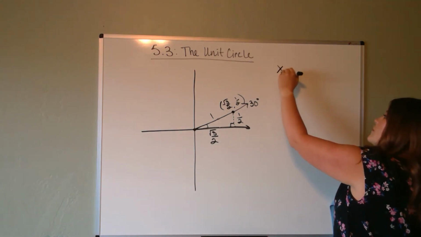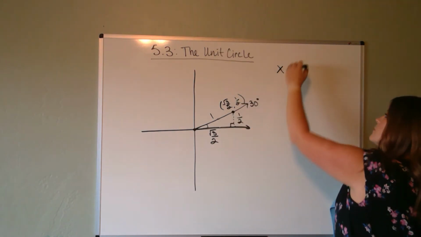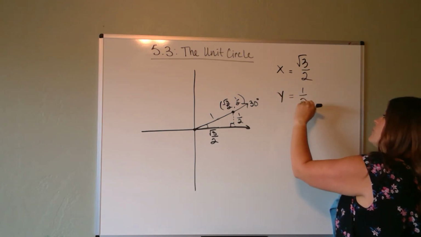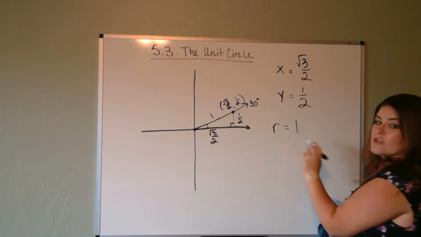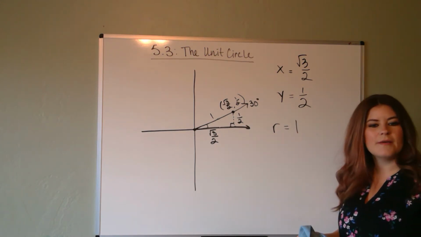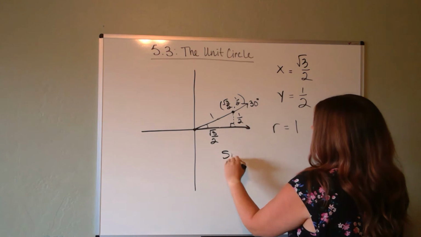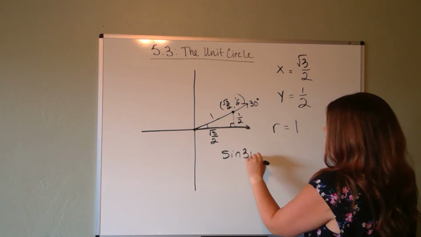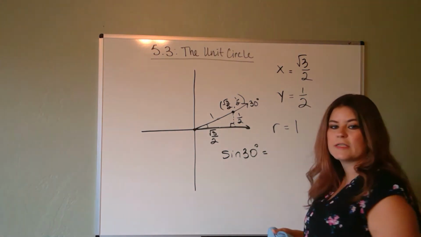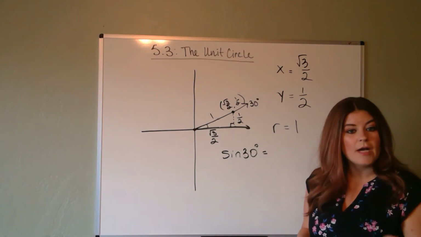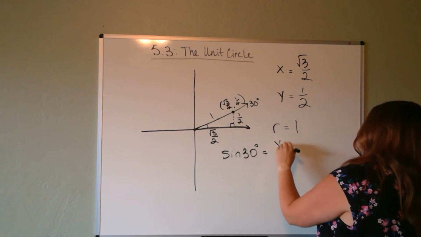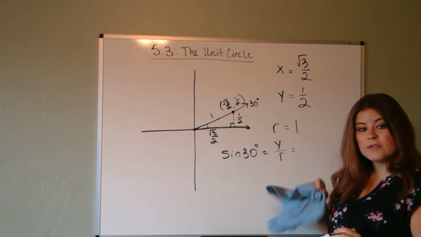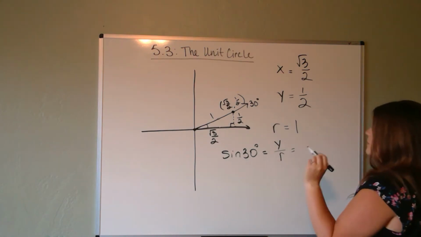Okay, so for the 30-degree angle, x is root 3 over 2, y is 1/2, and r is 1. Remember, I chose r to be 1. Why do you think I would do that? I was going to write theta, but we know we're looking at 30 degrees. So the sine of 30 degrees. Sine is always y over r, right? But you guys, r is 1. I chose r to be 1 for this specific reason.